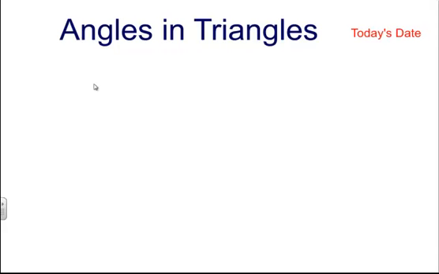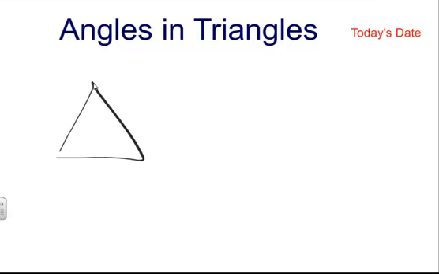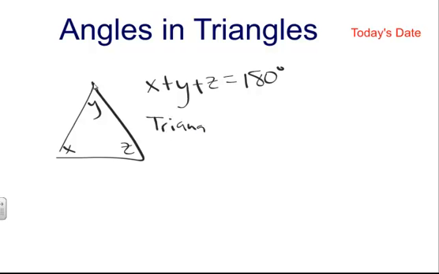A huge concept here is the triangle sum theorem. And basically what that means is you have a triangle and all of the angles add up to 180 degrees. Okay? So if this is x, y, and z, we always know that x plus y plus z is 180 degrees. That is the triangle sum theorem. Sum means add up, right? So triangle sum theorem. That's what we're going to be working on today, using that to work on finding missing angles and things like that.